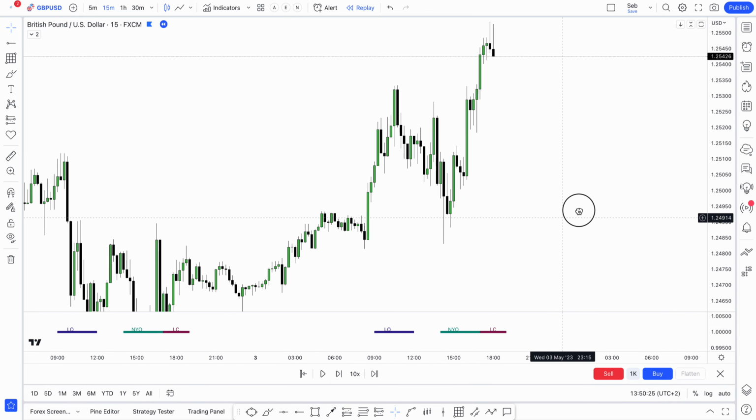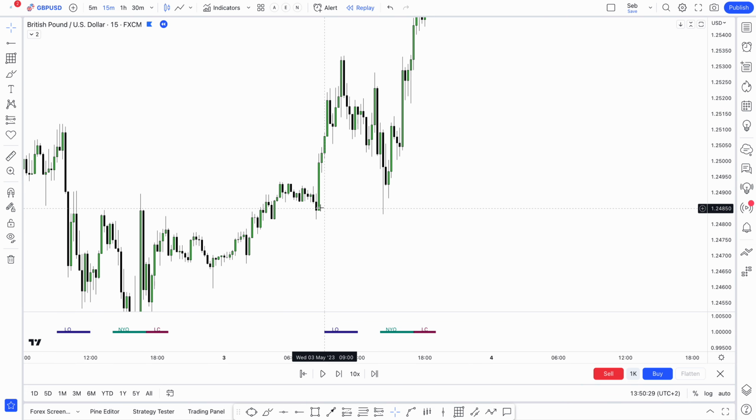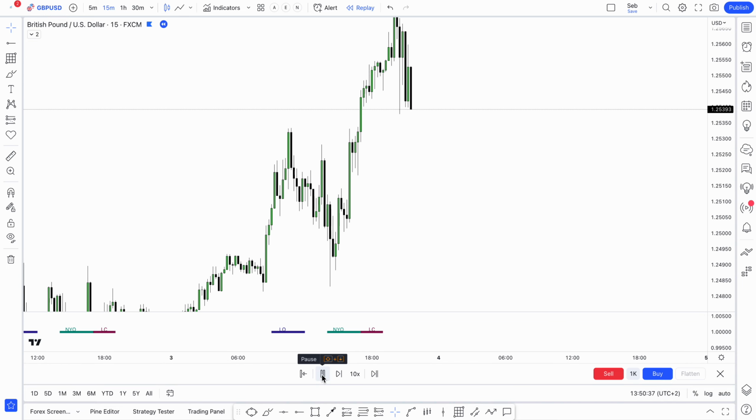Okay, so what happened was break of structure, taking out the highs from the previous day, and then price rejected on this small order block. Interesting, but this would be like the beautiful trade. But anyway, let's skip it to the next day.